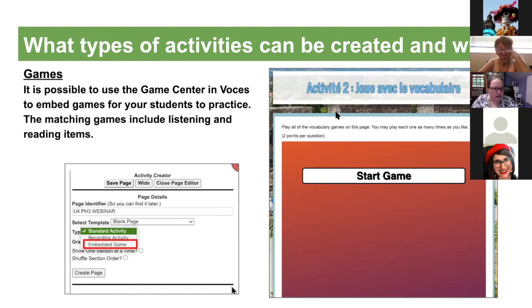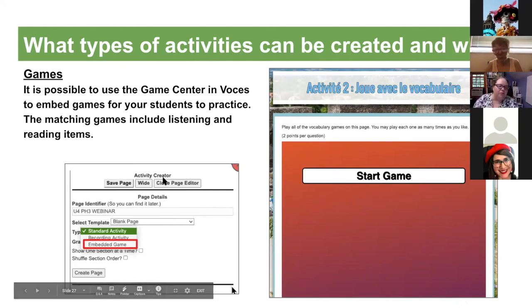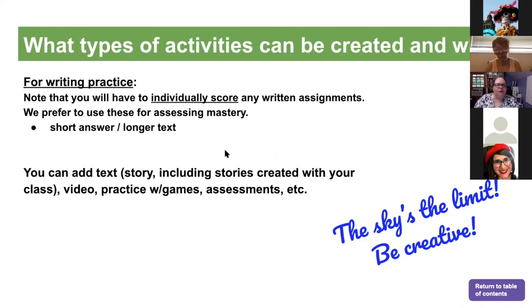Other kinds of activities: you can embed games in Voces using the Game Center. There are both listening and reading items available for students. You can embed them right in a page and then assign them to play the vocabulary. You can also create activities for writing practice. One thing to be aware of is that any kind of written assignment you're going to have to individually score. So personally, we prefer to use these more for assessing mastery. And you can do whatever length you want, shorter answer or longer text.